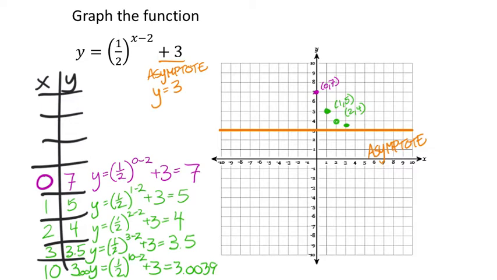So 10, 3, I'm going to put it just above 3. Again, I'm going to get really close to that asymptote, but not quite on it. So I'm going to put this point right here. I'm not labeling it because I do get a decimal value, but this is my point right there. So I'm seeing that curve, right?